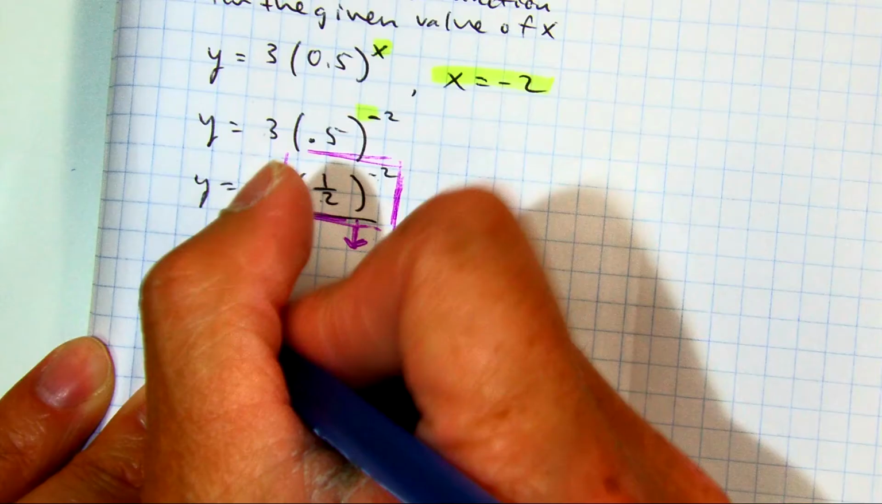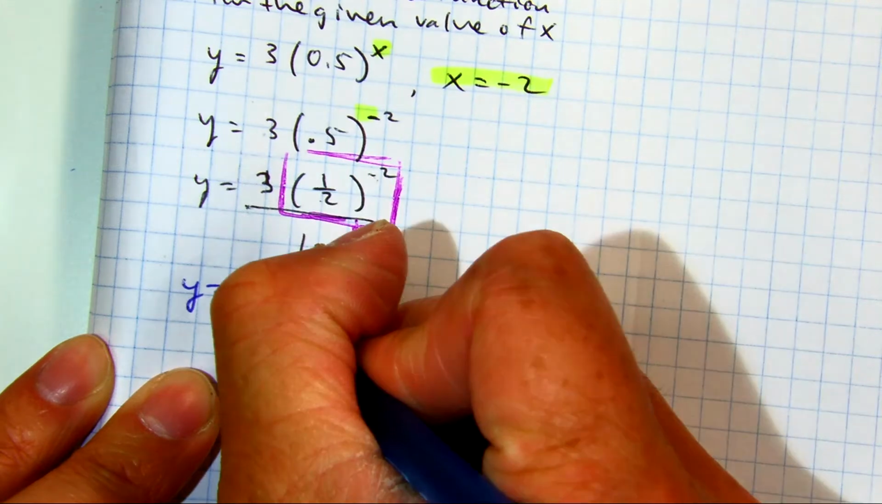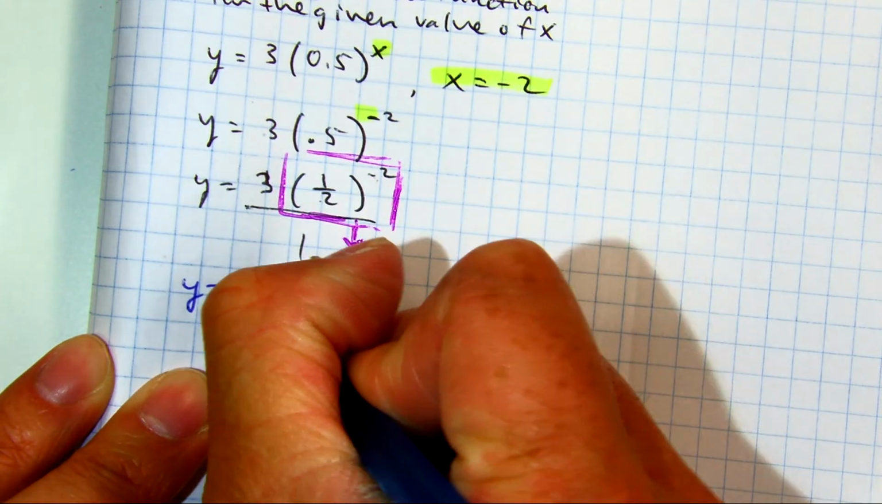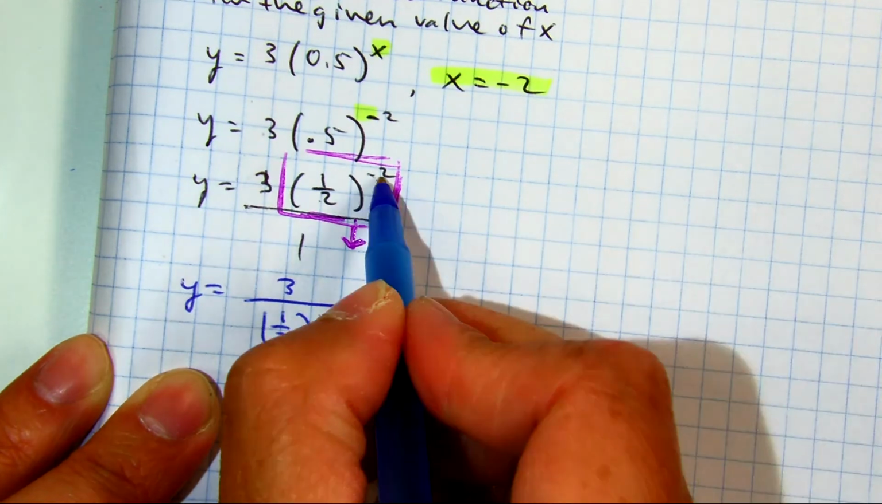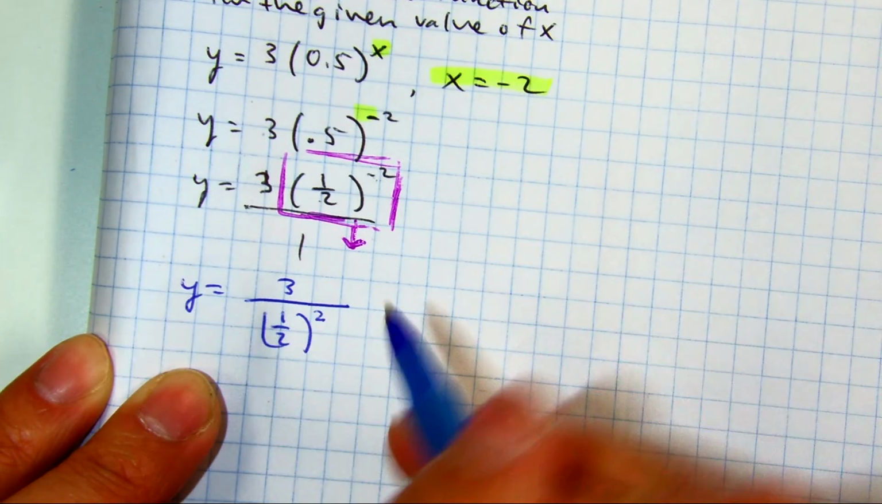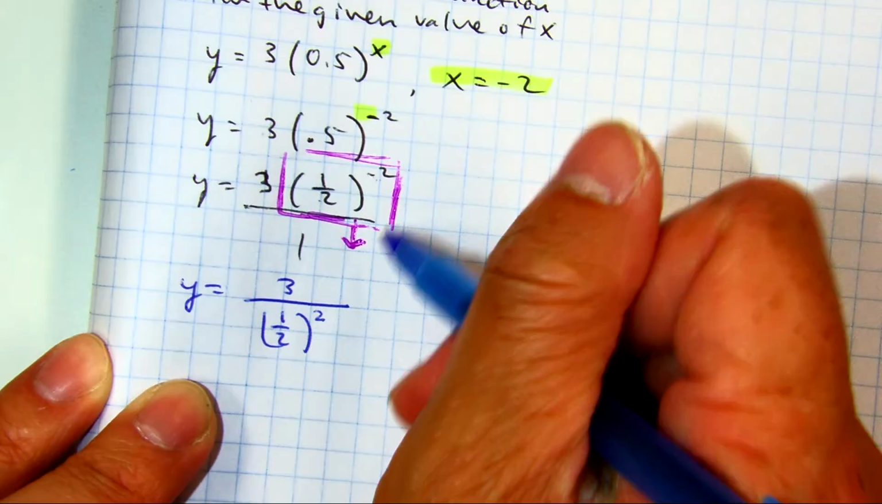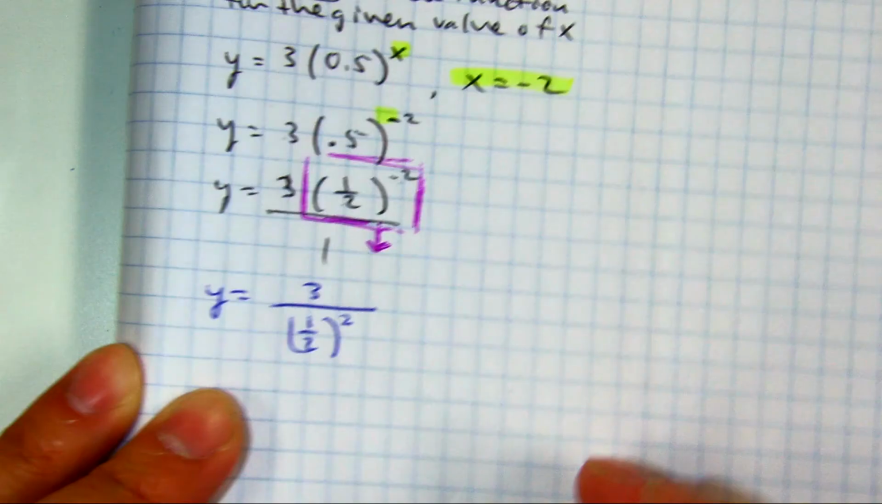So now I have y equals 3 is left in the numerator and 1/2. But the negative 2 now just becomes a 2. The negative sign is gone. So basically, when you have the negative sign, it just keeps switching between the numerator and denominator.